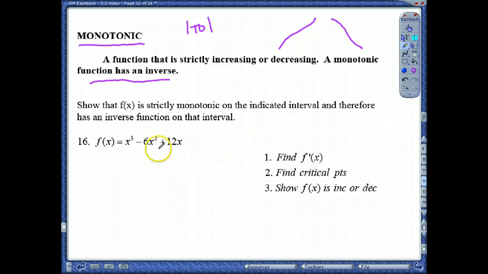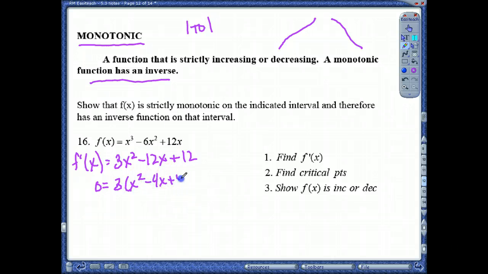So they're going to give us maybe a little function here and show that f of x is strictly monotonic on the indicated interval and therefore has an inverse. So we need to show that it's strictly increasing or decreasing, which means we need to find the derivative and find those critical points. So we're going to find the derivative. And oh, how nice is it to have a nice little break about finding derivatives. It's 3x squared minus 12x plus 12. I'm going to set that equal to 0. I'm going to factor. So I've got x squared minus 4x plus 4. So when I factor that, I get x minus 2 times x minus 2, which is x minus 2 quantity squared. So my only critical point is that x equals 2.